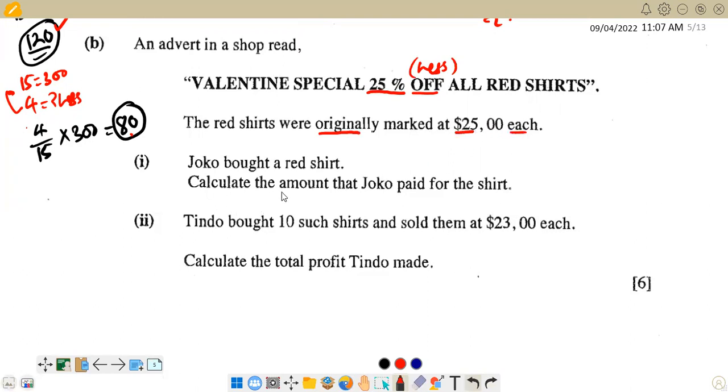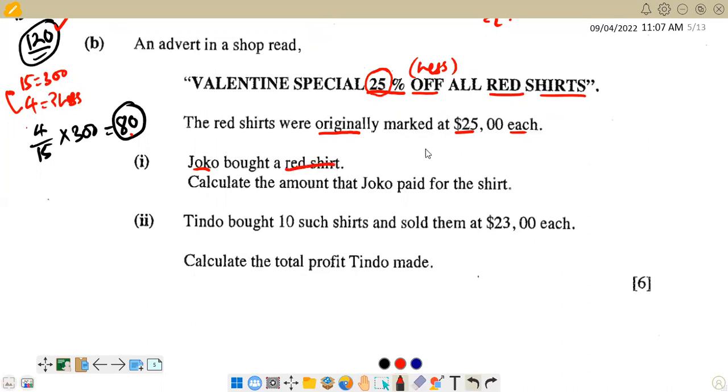Joko bought a red shirt. Calculate the amount that Joko paid for the shirt. So there's a guy who is referred to as Joko in this case, and this guy had to buy a red shirt. And when you bought this shirt, what is the price? What is the amount that he is going to pay now? Originally, it was $25, but remember, when he enters the shop, he's seeing this advert that says 25% off on all red shirts, and he also bought a red shirt.